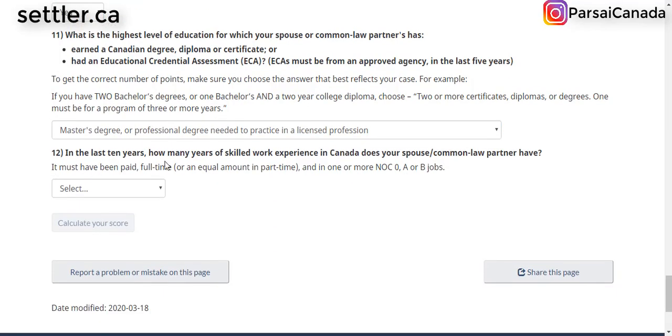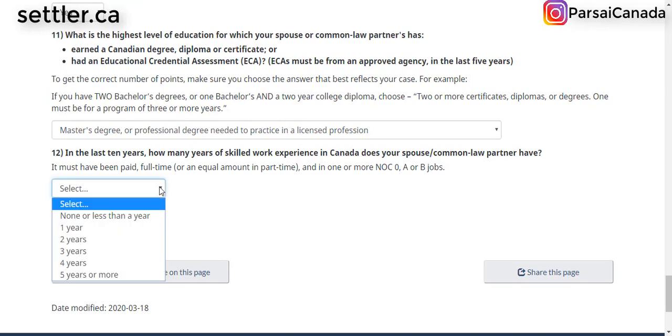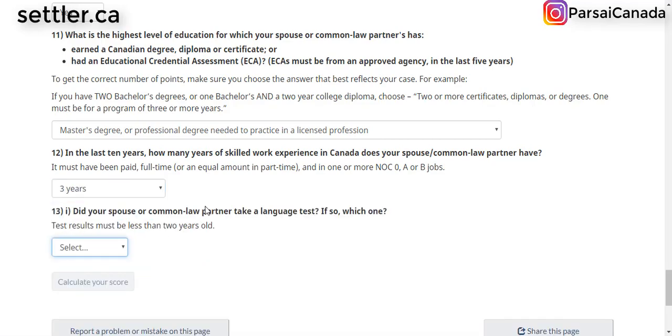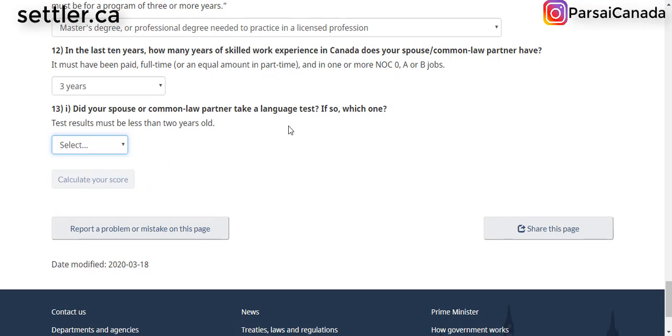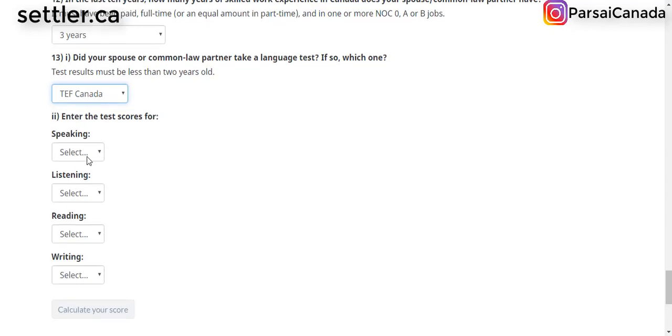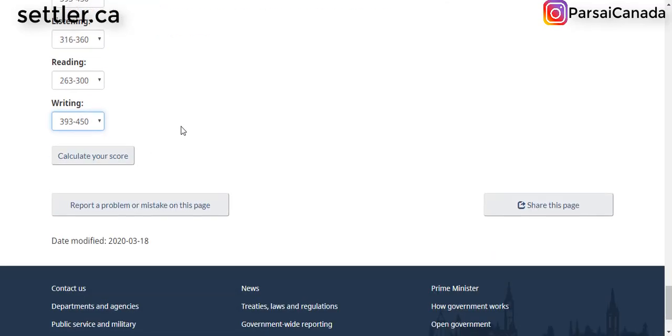And in the last 10 years, how many years of skilled work experience in Canada does your spouse or common law partner have? Let's say 3 years of work experience in Canada. And did your spouse or common law partner take a language test? I say yes, she took TEF and she got the highest scores under TEF. And now I calculate my score.